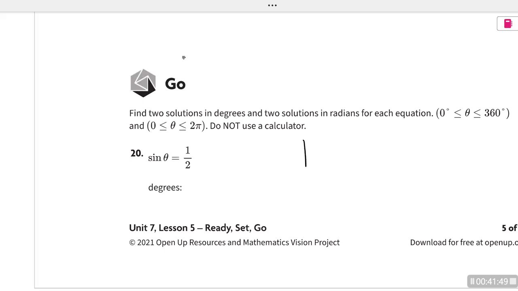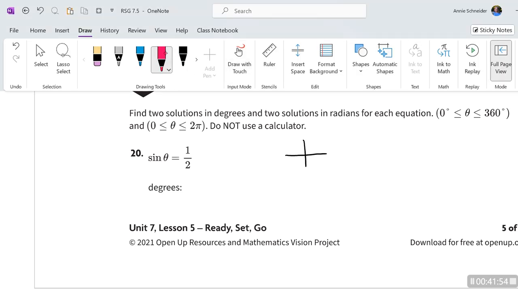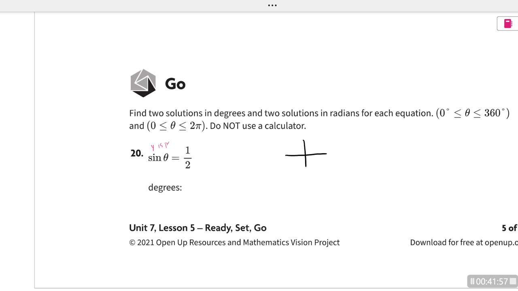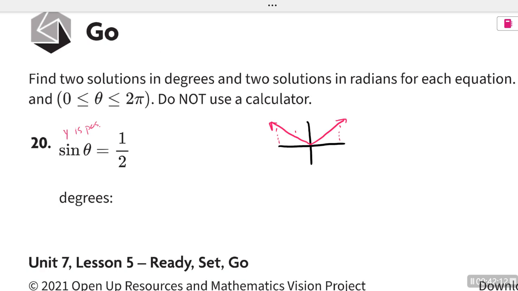So let's plot where these could be. We're positive sine, which means y is positive. So here y is positive, and here y is positive. So if our hypotenuse is, actually let's make our hypotenuse 1, and our y value is 1/2. We're not using our calculator, so this must be a special right triangle if we can do it without it. So which special right triangle has a side length of 1/2 in it?